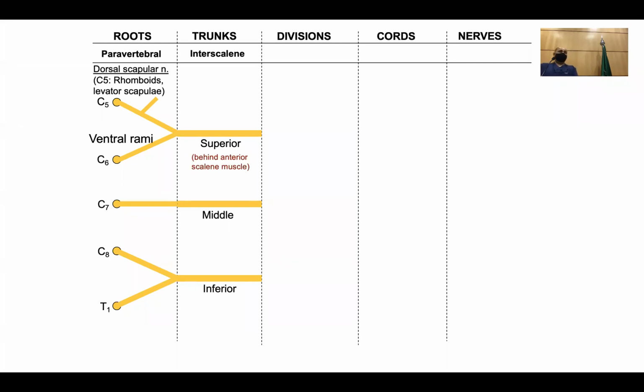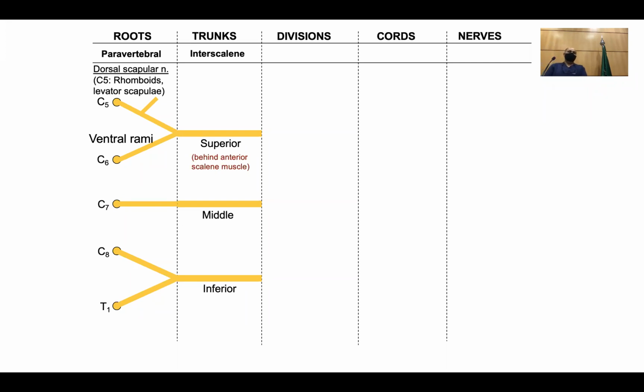Guys, you were asking me, do we need to memorize C5 and C6 and C7 and C8 and T1? And I was telling you, after this lecture, it will be clear. So you need to remember these, but not for every nerve, only for some big major nerves. If you try to go for the small things, it's your choice. But you are not recommended to learn the small, tiny things. Learn the big things, the main things.